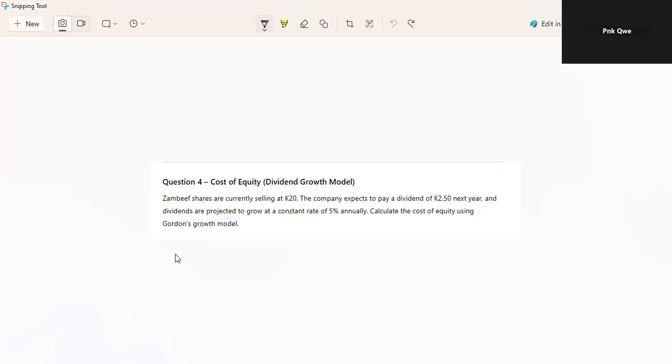So using Gordon's model, remember Gordon's model is given by KE is equal to D1 divided by P0, plus G. So dividend, when you hear that they will pay next year, this is our D1. Then selling price, this is P0. And also growth rate, this is our G.